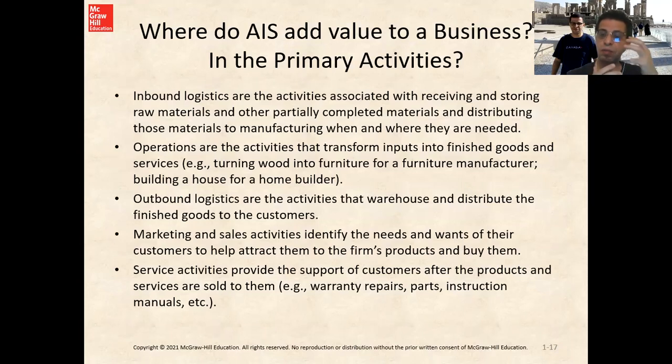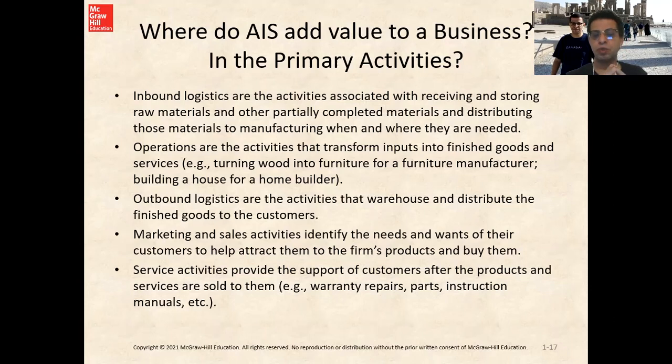It adds value in the primary activities and the secondary activities. Let's look at the primary activity. Inbound logistics are activities associated with receiving and storing raw materials and other partially completed material, distributing those materials to manufacturing when they are needed. Supply chain management is a discipline of its own.